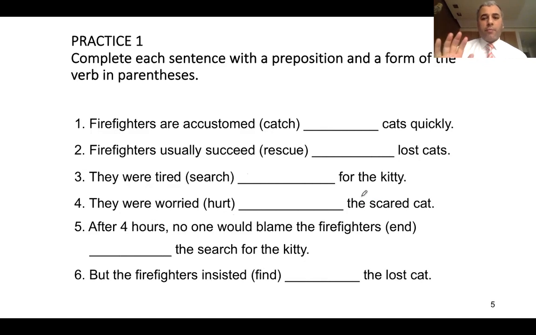So the answer now, I suppose that you have done that. Let's do the corrections. Firefighters are accustomed to catching cats quickly.